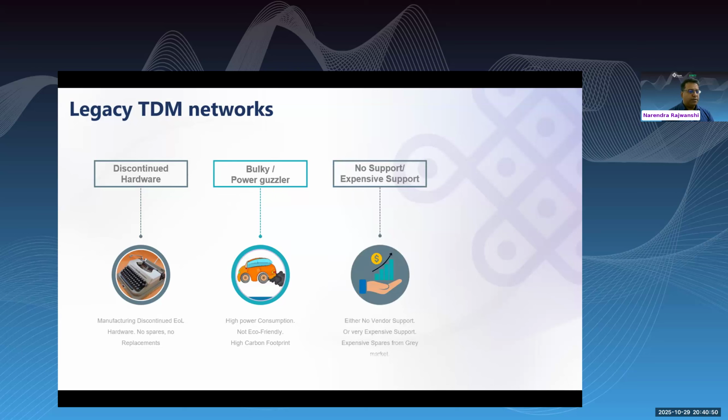There is absolutely no vendor support or very expensive support from third-party providers, very expensive spares from the gray market. So in order to maintain these legacy networks, the cost is rising every year for the support and even for getting the spares from the market. And also there's a scarcity of in-house technical expertise to maintain this equipment and these networks. So these are typical challenges that all the operators see, as we have known.